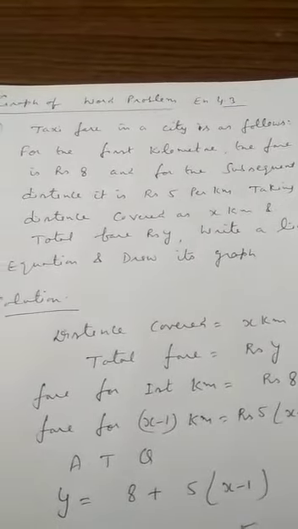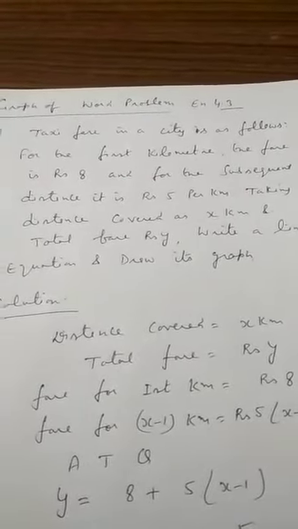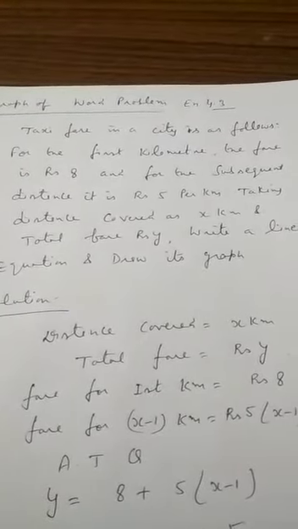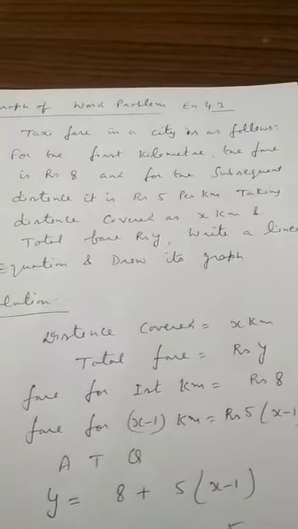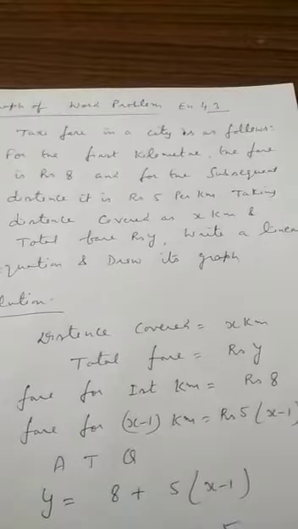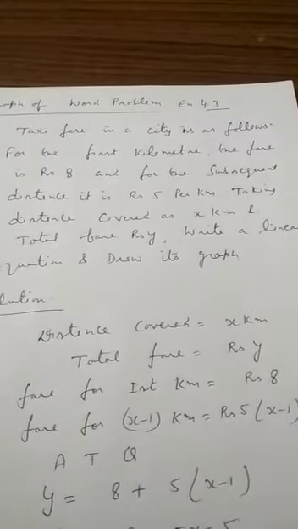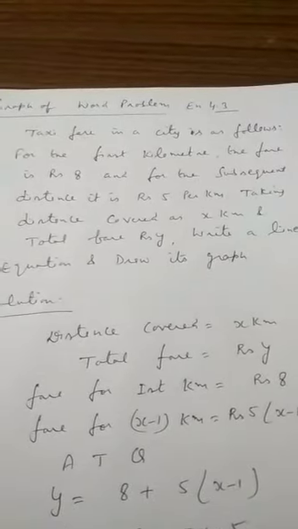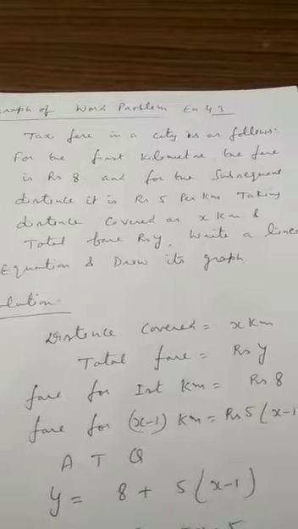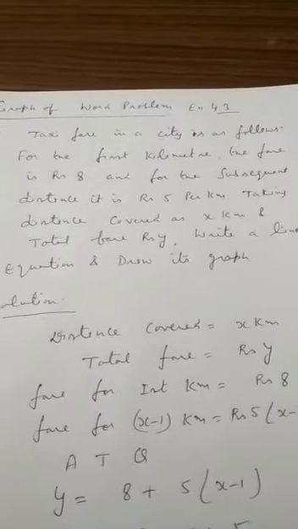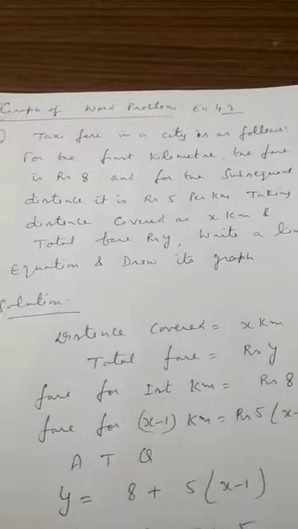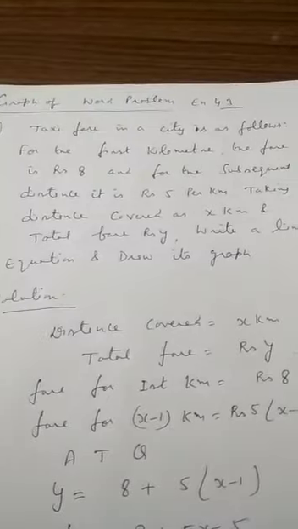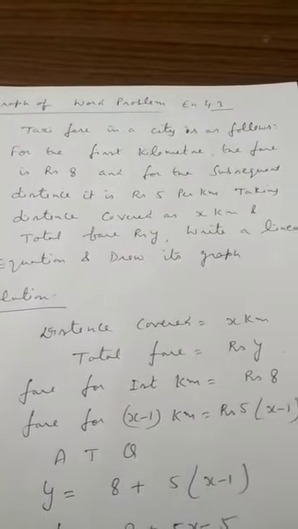Taxi fare in a city is as follows. For the first kilometer, the fare is rupees 8, and for the subsequent distances, it is rupees 5 per kilometer. Taking distance covered as x kilometer and total fare rupees y, write a linear equation and draw its graph. It is a question from exercise 4.3. So, distance covered is taken as x and total fare is taken as rupees y.